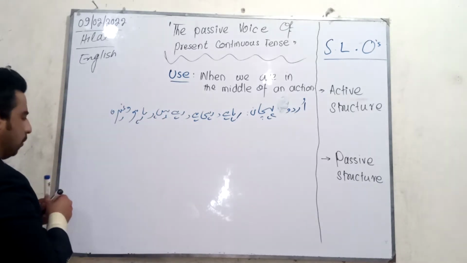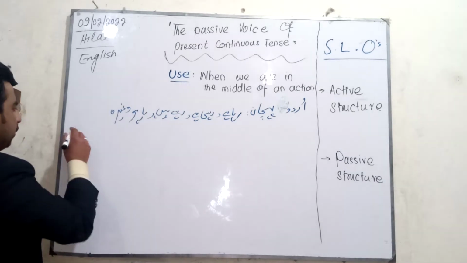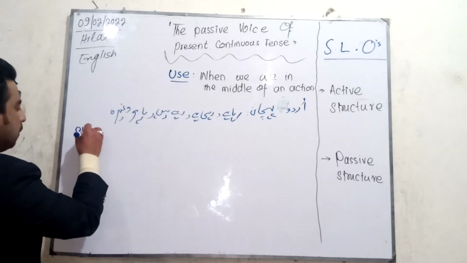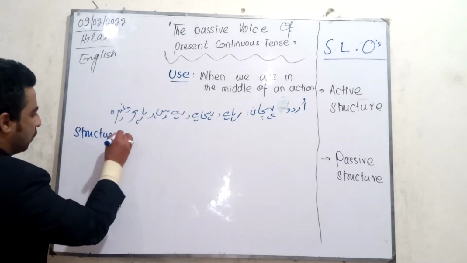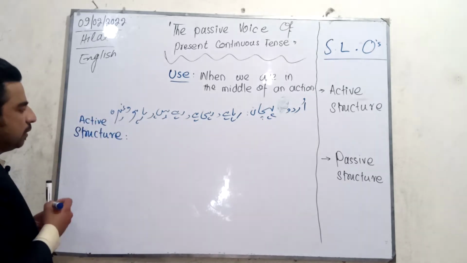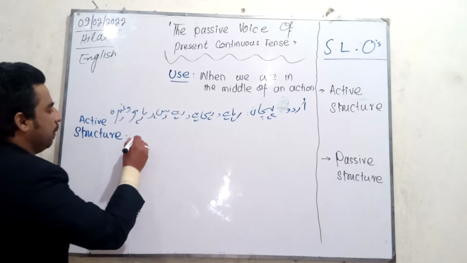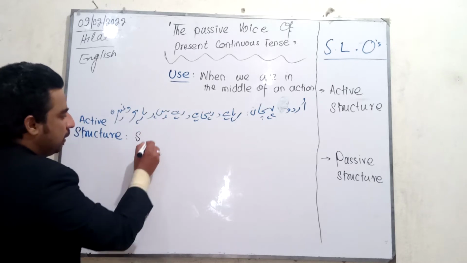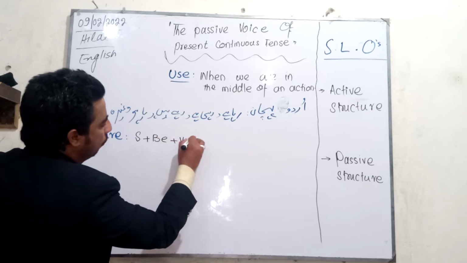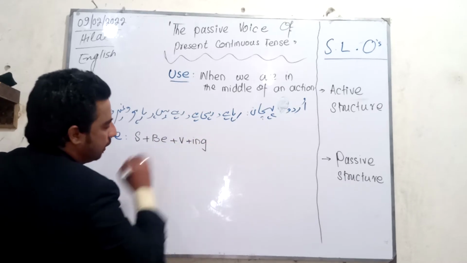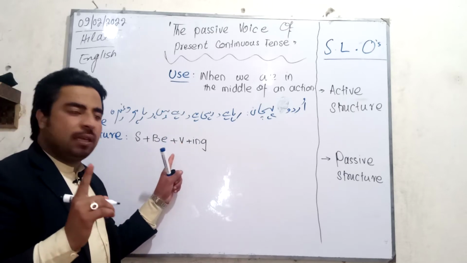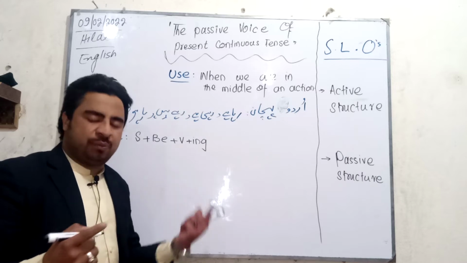नाउ इसका स्ट्रक्चर कैसा होगा? स्ट्रक्चर मतलब कि हमने इसका सेंटेंस किस तरह बनाना होता है, स्ट्रक्चर. लेकिन कौन सा स्ट्रक्चर? एक्टिव स्ट्रक्चर. एक्टिव स्ट्रक्चर इसका किस तरह होगा? देखिए, सबसे पहले हम लेते हैं सब्जेक्ट, इसके बाद हम लेते हैं बी, इसके बाद हम लेते हैं वर्ब, और इसके बाद वर्ब प्लस आईएनजी. याद रखिएगा, जब भी मैं वर्ब की बात करता हूं तो हमेशा के लिए ओनली जब मैंने वर्ब बोला, सो इट मीन्स फर्स्ट फॉर्म ऑफ वर्ब.